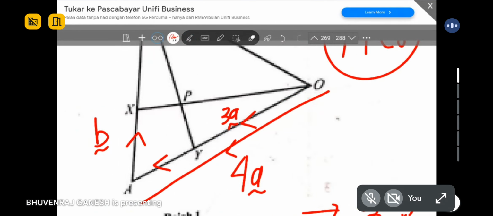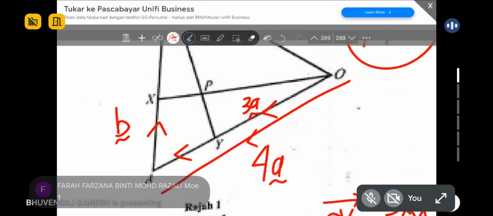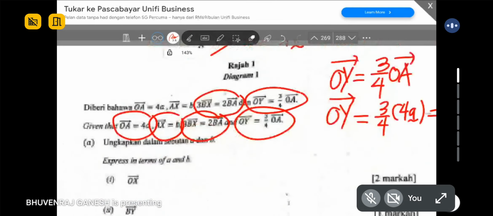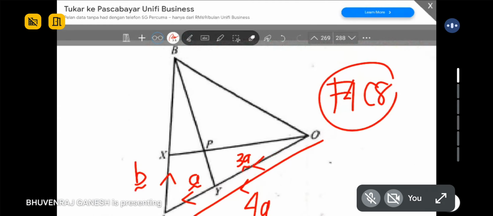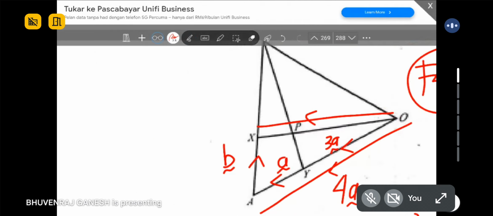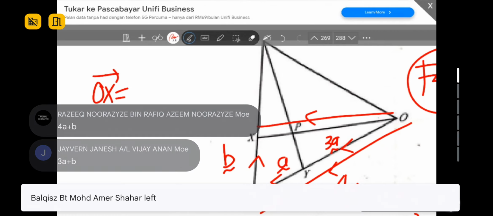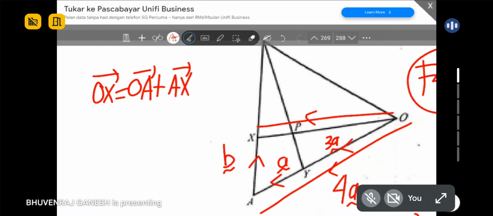So, guys, YA, apa nilai dia? Automatically, YA. Total 4a, ada satu bahagian 3a, so satu lagi bahagian? Ya, you must write a. Jawapan dia adalah a. So YA sama dengan a. Now you guys can read the question. The question asks you to find OX. OX means this one lah. You guys can get the answer, right? Senang. OX is equal to what, guys? What is the combination? Okay, OA plus AX. Inilah gabungan dua vektor.